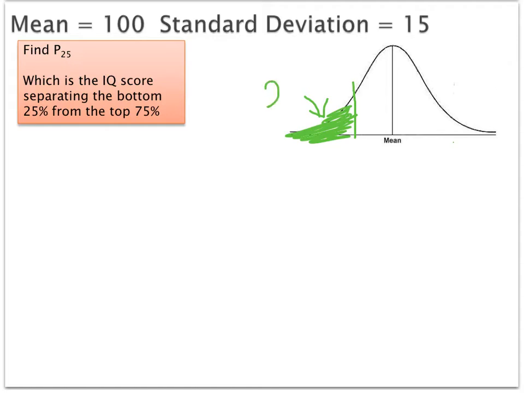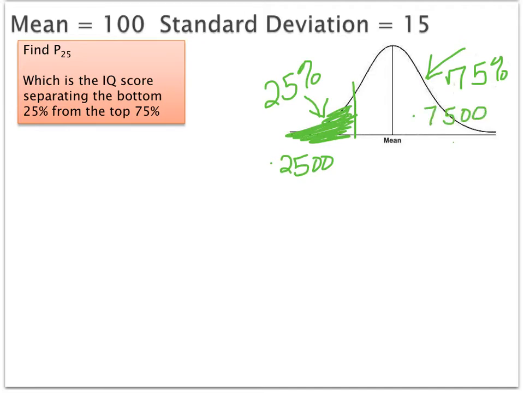So 25%, that's 25% of the area. We need to change that into a format that we can use on our normal distribution table. So 25% is going to be 0.2500. And just for the sake of information, let's write this up here, 75%. That's 0.7500. We don't really need that, but I wrote it up there just so you could see it. We need to pull out our normal distribution table of values for z-scores, so let's go ahead and get that out.